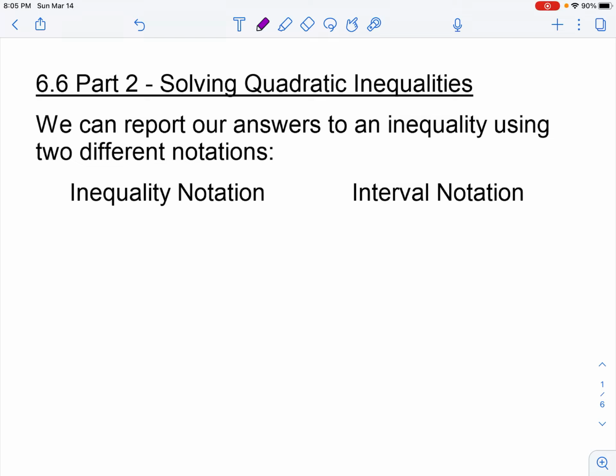So when it comes to solving quadratic inequalities, or any inequality for that matter, we can report our answers in two different notations. We're used to doing inequality notation. What we're going to learn today is about interval notation.